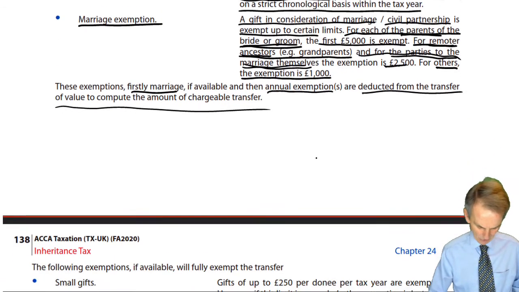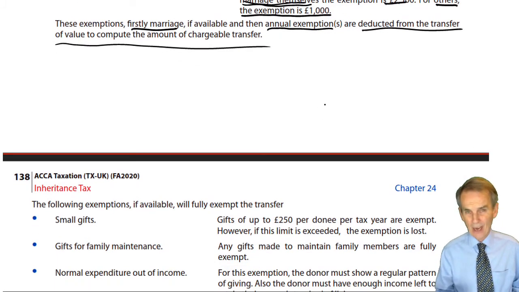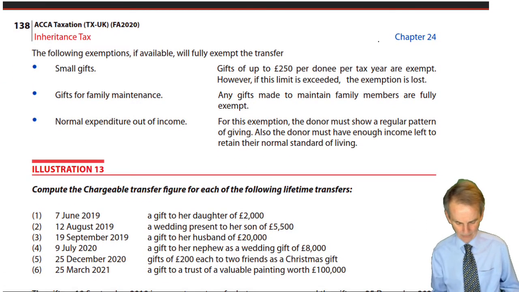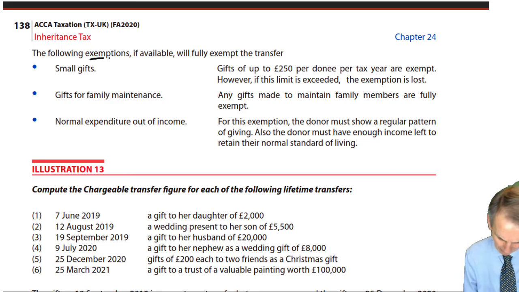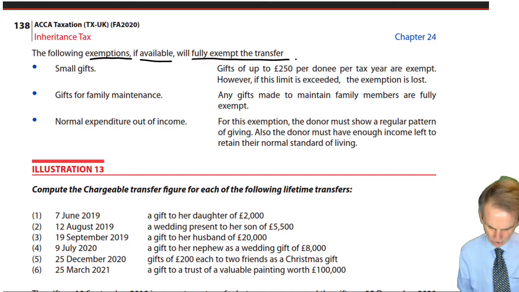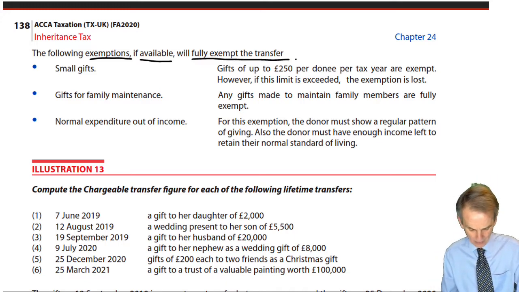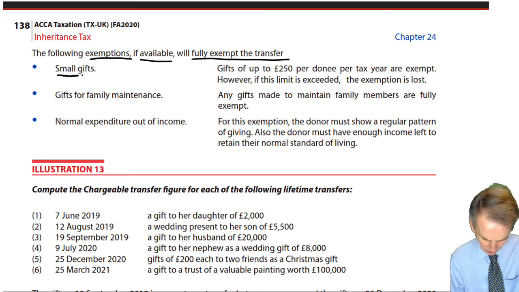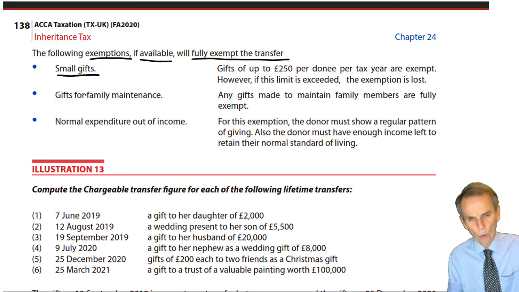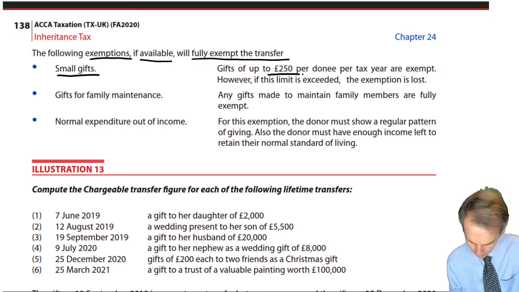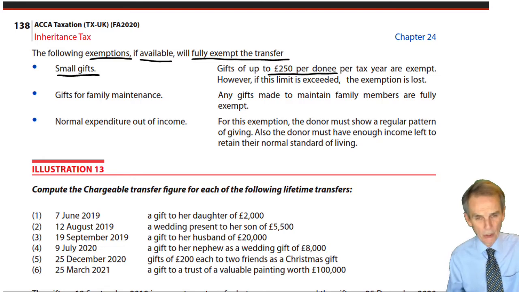Now, those exemptions there, as we said, are deductions from the transfer of value. Slightly different to the last set of exemptions, we have some here where these exemptions, if available, will fully exempt the transfer. So what are they? Firstly, a figure for which we have a specific number, a small gift. And a small gift is classified as being gifts of up to £250 per donee.